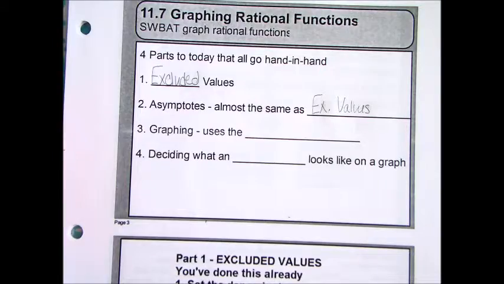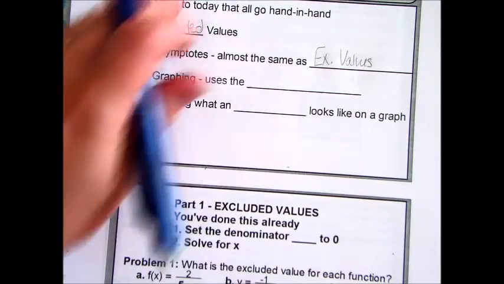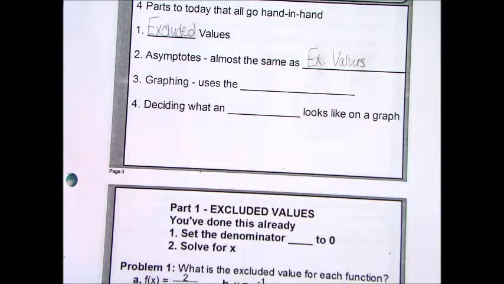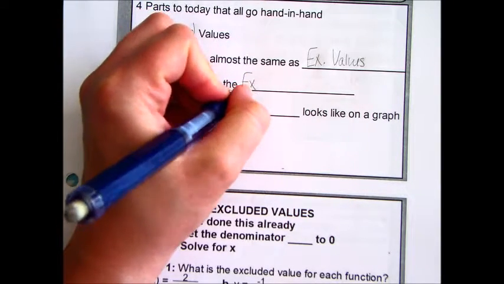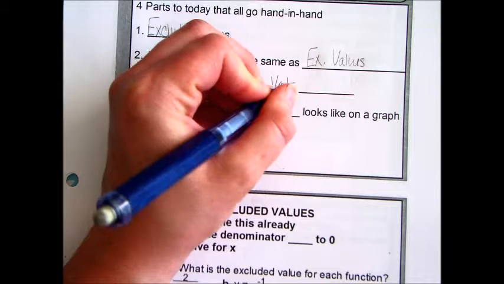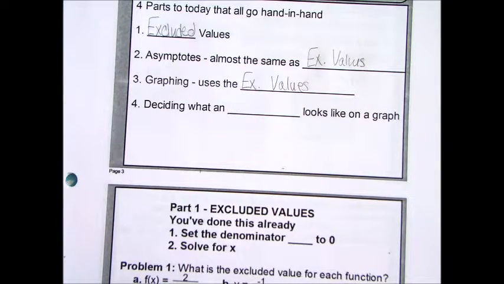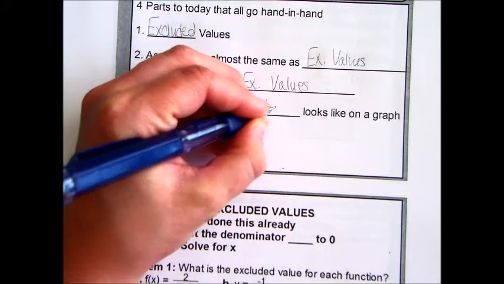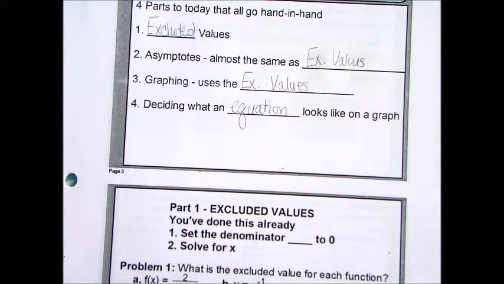We're going to graph these, and in order to graph them, we're going to use the excluded values or the asymptotes. It's kind of nice once you find one thing, you're going to use it for the rest. And then we're going to decide what an equation looks like on a graph.